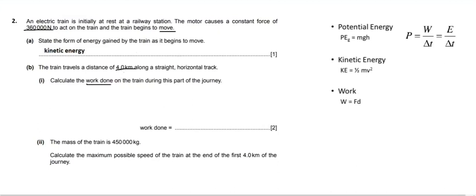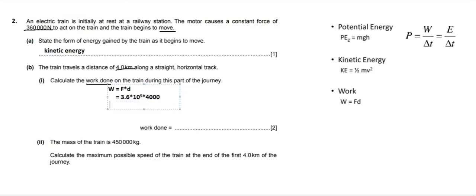The distance is given here as 4 kilometers. We have to convert that into meters, and the force is already given, that is 360,000. So we can write down here the formula for the work. Work is nothing but the force multiplied by the distance, and the force value, 360,000, we can write down as 3.6 multiplied by 10 raised to 5. The distance given is 4 kilometers, which I can write down as 4,000 meter.